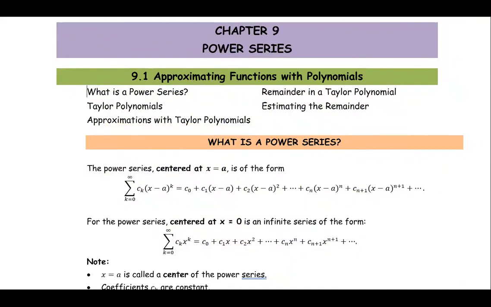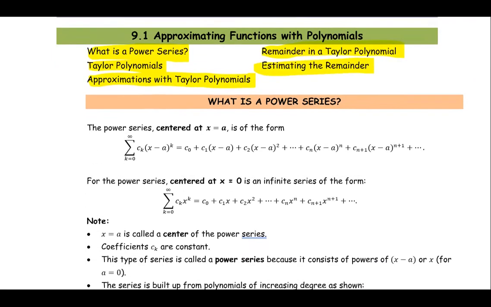Chapter 9, Power Series. Section 9.1, Approximating Functions with Polynomials. In this section, we will look at what a power series is, Taylor polynomials, approximations with Taylor polynomials, the remainder in a Taylor polynomial, and estimating the remainder.